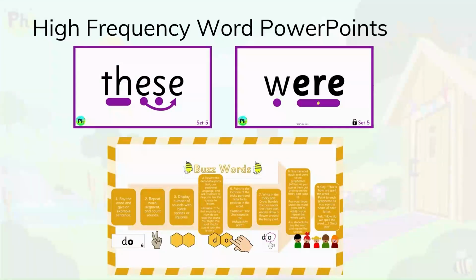Another resource is our high frequency word PowerPoints that include sound buttons if you would like to emphasize those sound buttons. The partially decodable words will have the non-decodable part of the word in bold and identified at the bottom of the slide. It'll tell you the reason it is partially undecodable at this current stage. The buzzwords procedure is also included at the beginning of each PowerPoint.